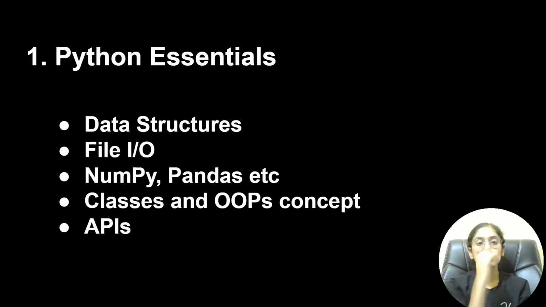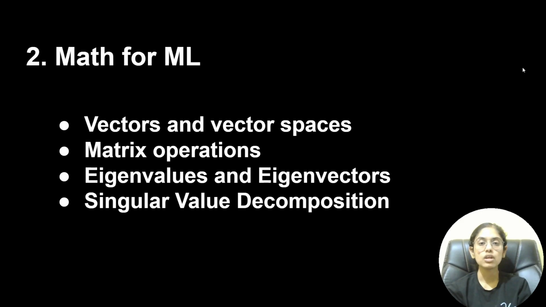What comes under Python essentials if you are a beginner? You have to learn about data structures, file I/O, input output, NumPy, pandas, and scikit-learn libraries and all. Next is classes and OOP concepts, which is a must for any programming language, and APIs you have to learn.